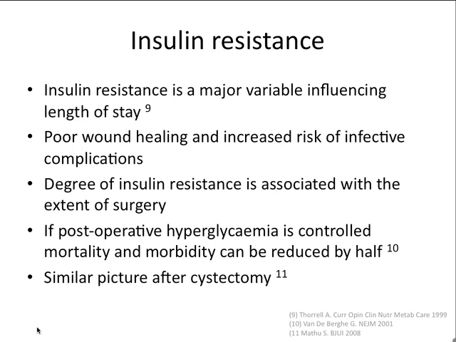It's a major variable influencing length of stay, causes poor wound healing and increased risk of infective complications. The degree of resistance is associated with the extent of surgery. If you control it, you can reduce morbidity and mortality by up to a half. Again, most of this data comes from colorectal surgery, but there's a BJU article in 2008 which shows a similar picture in cystectomy. The majority of patients having a cystectomy are malnourished. They then undergo a long procedure followed by immobilization. This depletes their carbohydrate stores. They have hyperglycemia, insulin resistance, and then protein loss, which takes up to 6 months to recover.